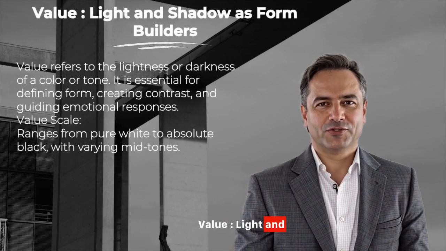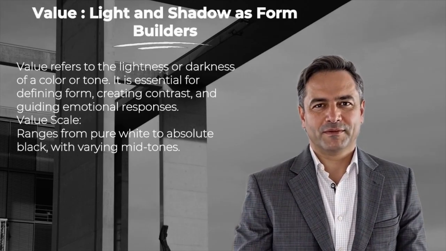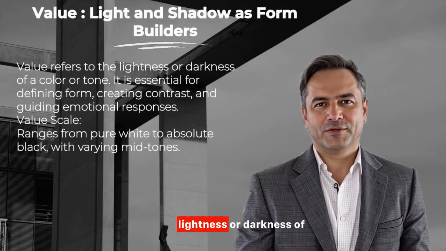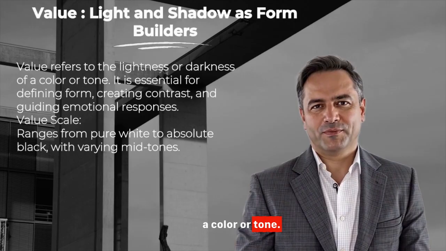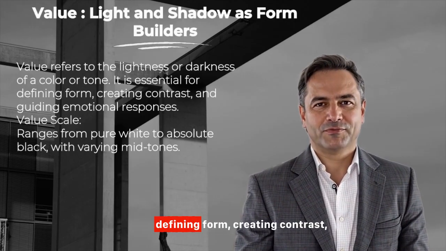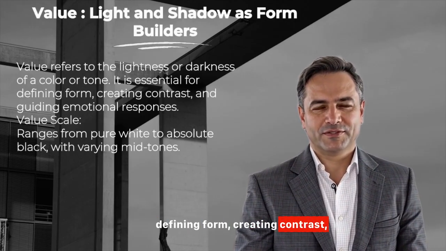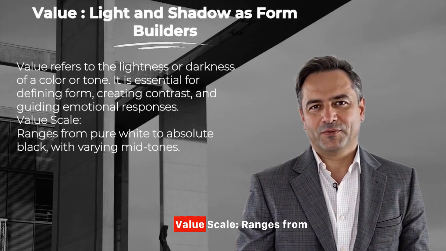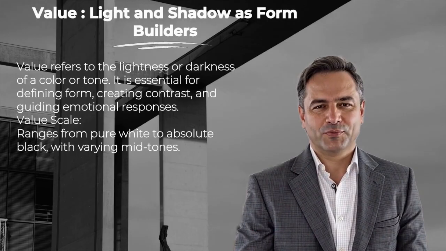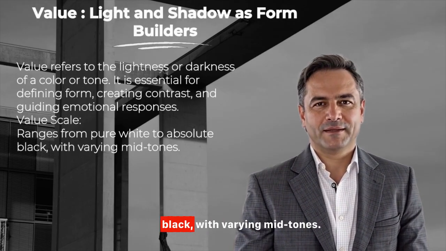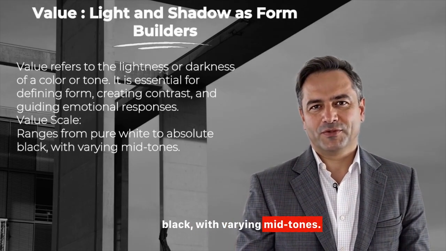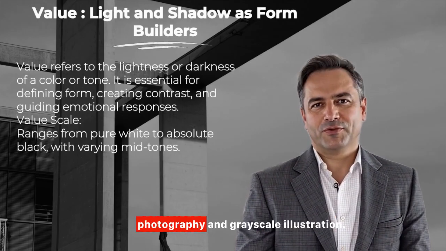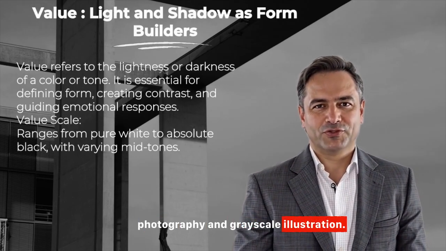Value, light and shadow as form builders. Value refers to the lightness or darkness of a color or tone. It is essential for defining form, creating contrast, and guiding emotional responses. Value scale ranges from pure white to absolute black, with varying mid-tones, commonly used in black and white photography and grayscale illustration.